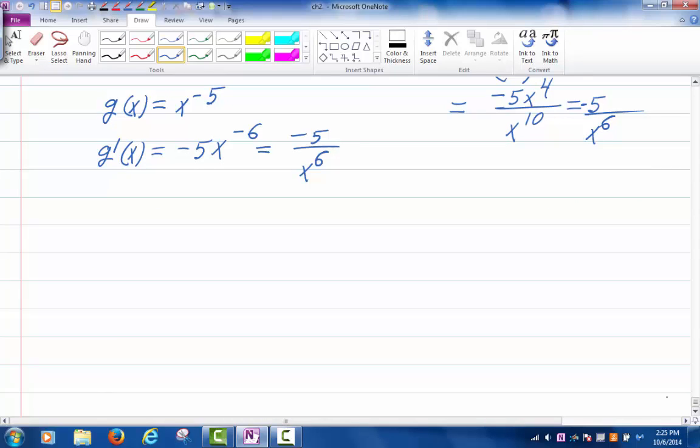So again, if you can do a problem by using the power rule instead of the quotient rule, that's usually what you should be doing if you are looking for a simplified answer. Okay.